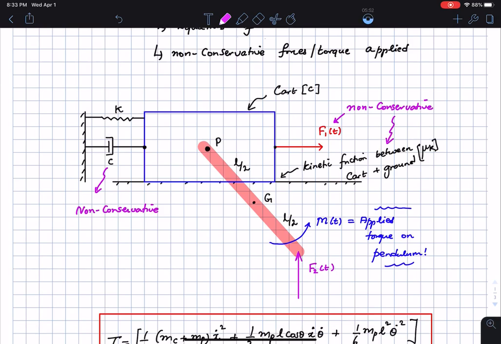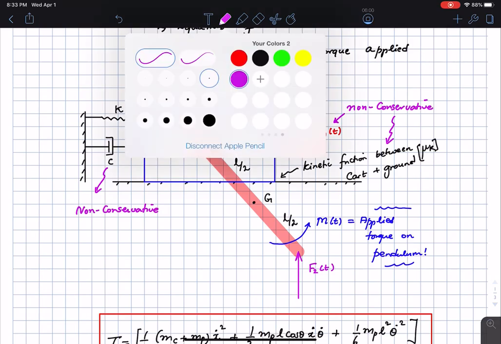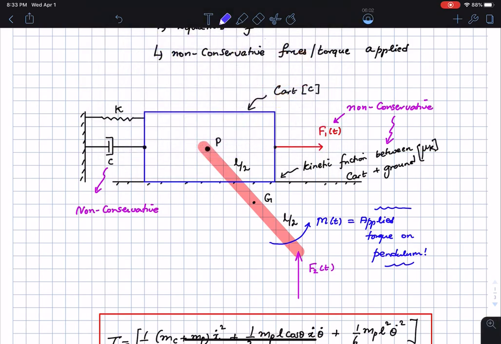Then I have the torque that is applied, M of t, that is a non-conservative torque, and then I have the force F2 of t, which is a non-conservative force as well, so in a different color. So here is another non-conservative force, and M of t is going to be a non-conservative torque. All right, so these are the things that were acting on the body.